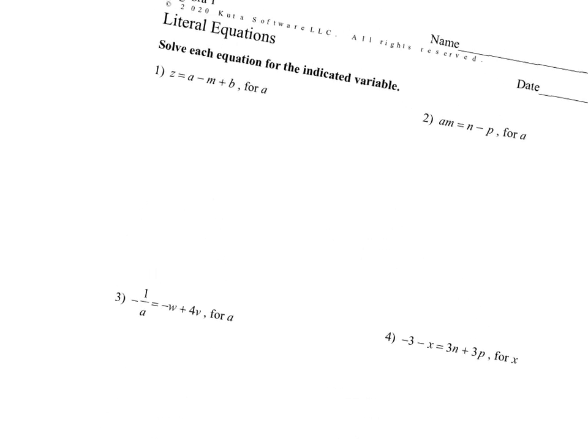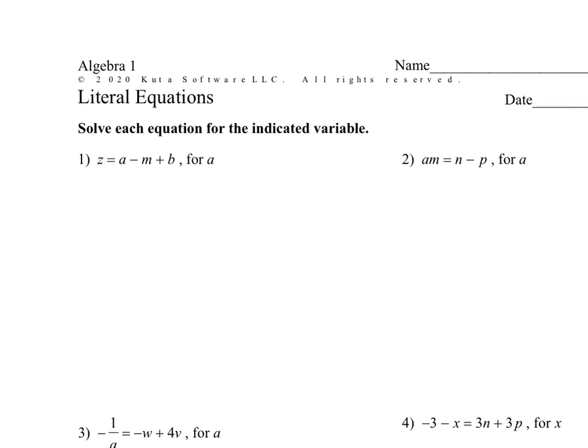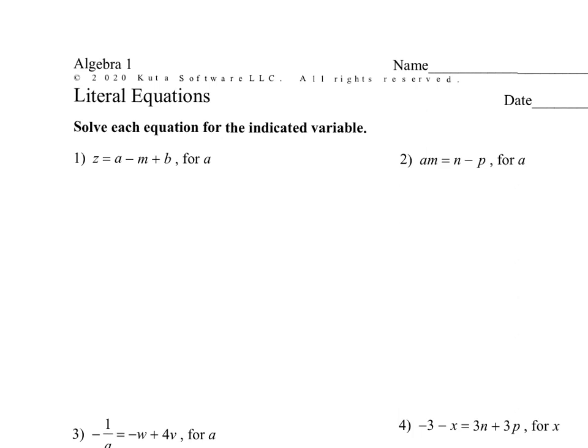And with that, you're basically going to do the exact same thing that you would do for any normal equation. You're just solving for a particular variable. So in this first case, we are solving for a. This tells you what you're solving for. So that means we have to make sure that a is by itself on one side of the equal sign. What that means is we have to move everything else away from a.